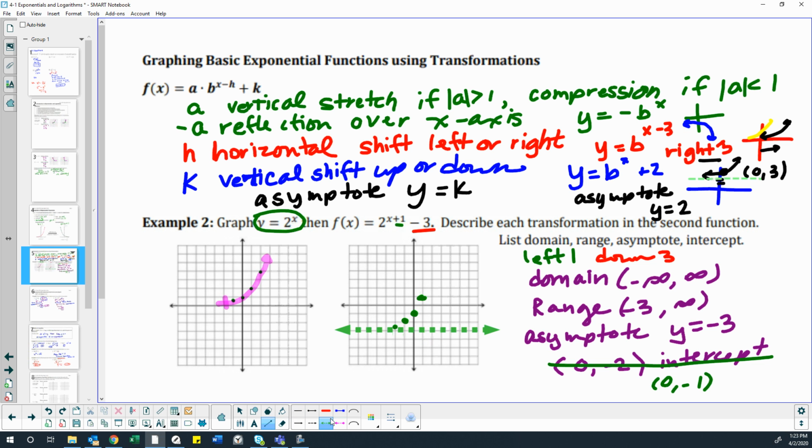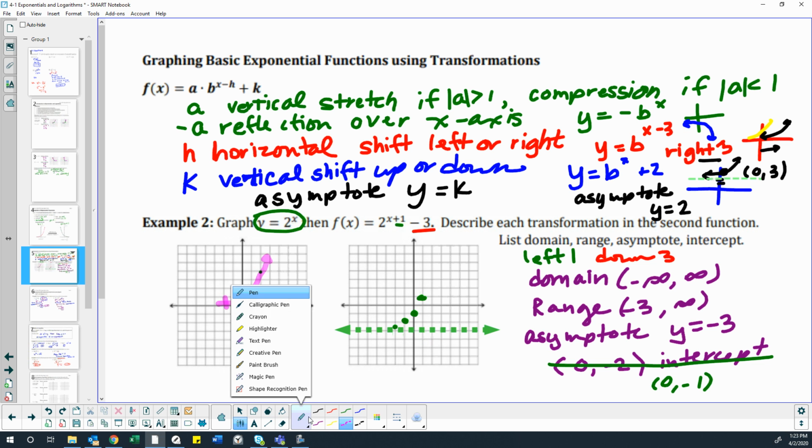And highlighter, let's see if the highlighter will cooperate this time. It does not like switching to the highlighter. It takes a second. Maybe I won't worry about it. Now I've frozen it up.